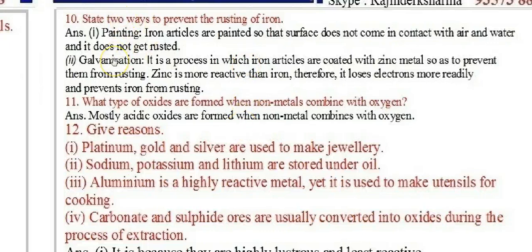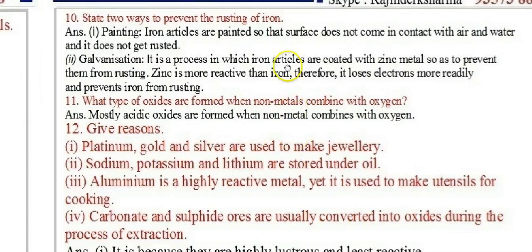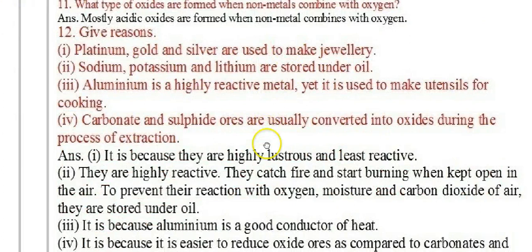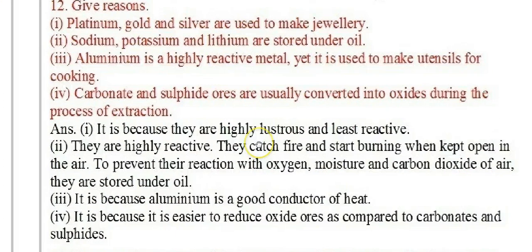Painting and galvanization, two good methods. What type of oxides are formed when non-metals combine with oxygen? Generally they are acidic oxides. Then the reasoning question, question number 12, which has 4 parts.